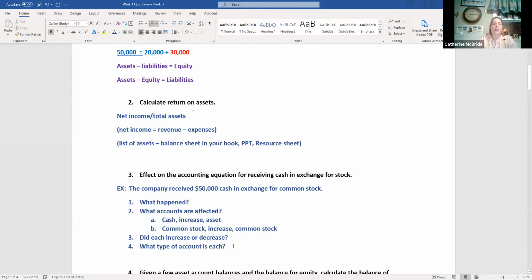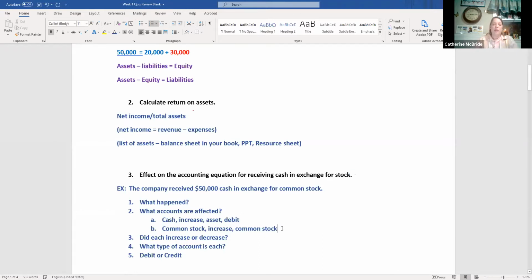Now, here's the beauty of doing the thought process this way. The last piece is debit or credit. So cash, I don't have to know, do I debit or credit cash? I just have to know I increased an asset. Now you look at your resource sheet. If I increase an asset, do I debit it or credit it? Debit. I debit it. So I know I'm going to debit cash.